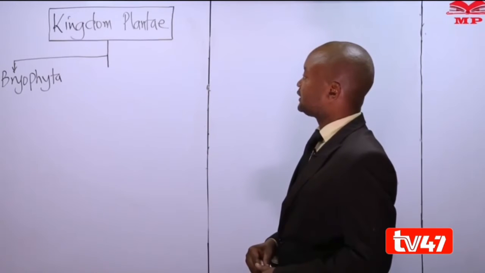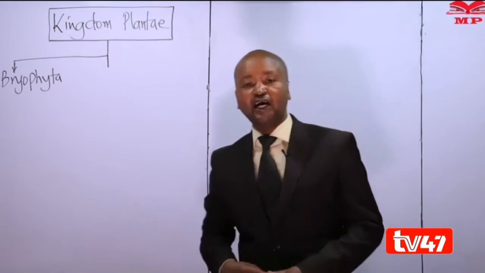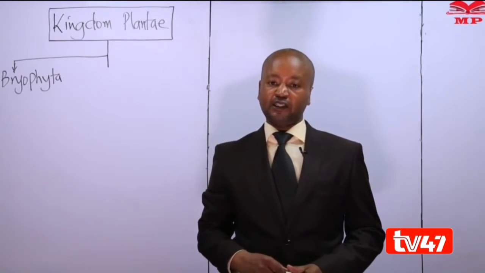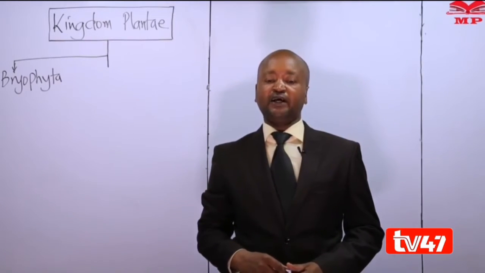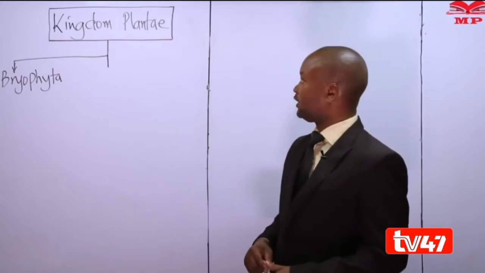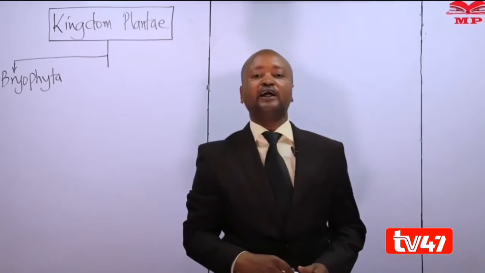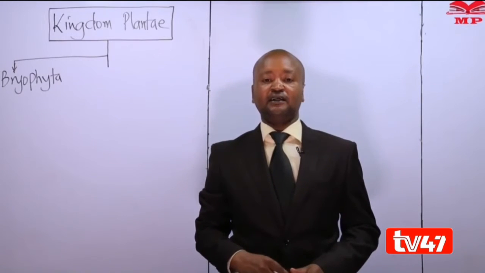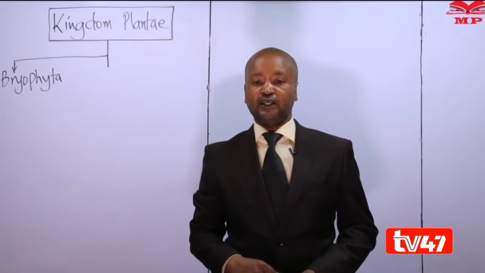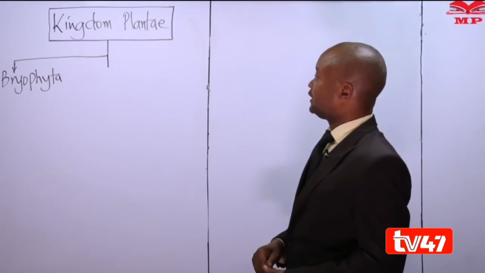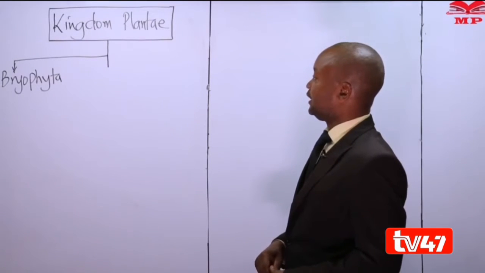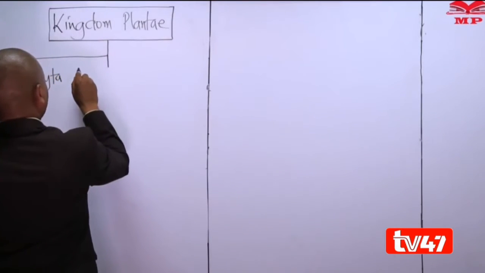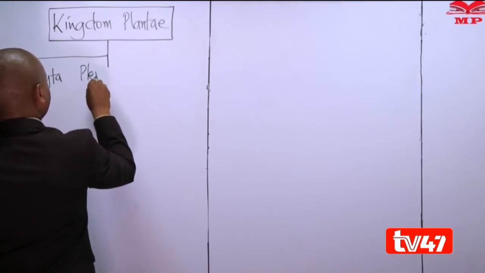Then we say that they do not have roots, because typical plants must have four major parts, which we are going to look at when we look at the other divisions. So they have got rhizoids. Rhizoids are structures that help them to go through that. Then we are now going to look at the other member. We have got the other division, that is Pteridophyta.